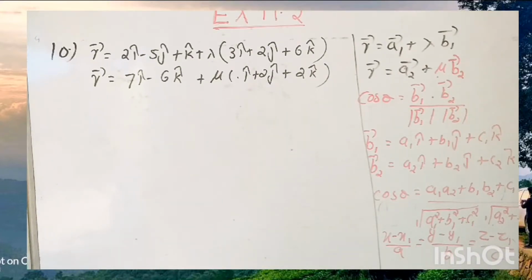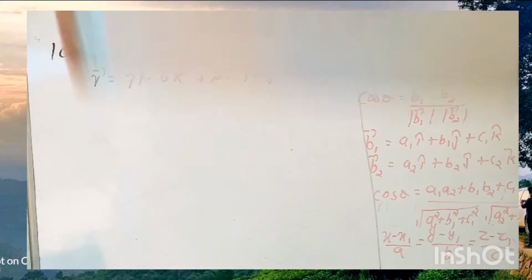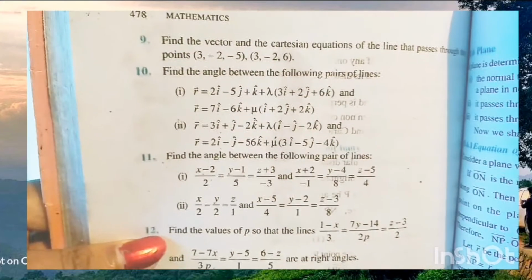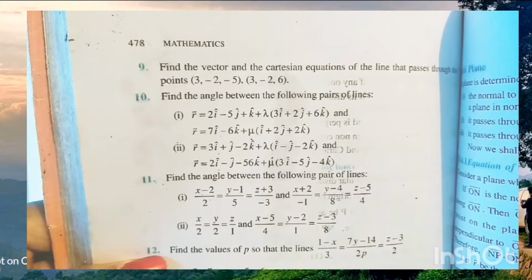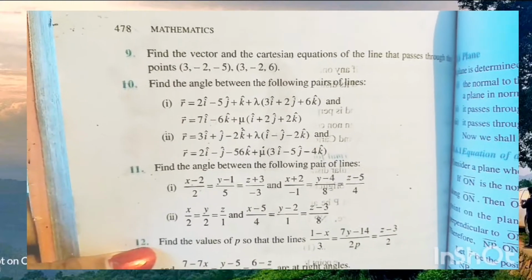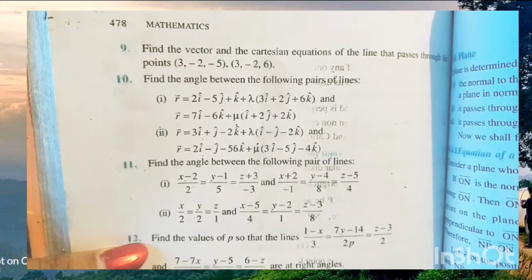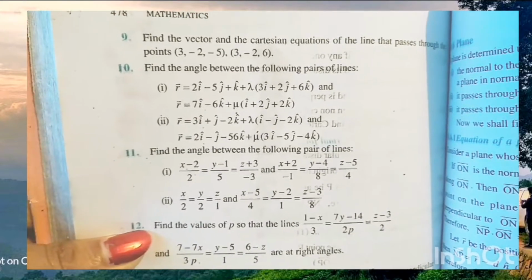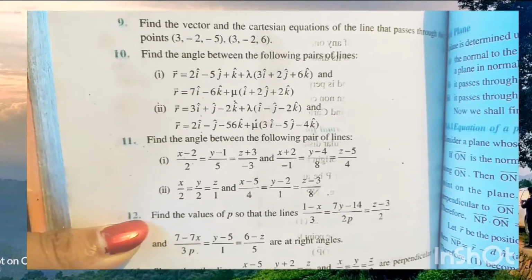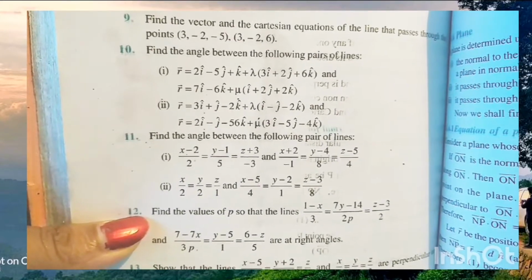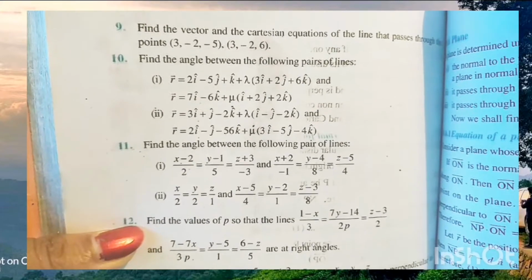Today we are going to continue exercise 11.2, 10th question. Find the angle between the following pairs of lines. First one, r vector is equal to 2i minus 5j plus k plus lambda into 3i plus 2j plus 6k, and r vector is equal to 7i minus 6k plus mu into i plus 2j plus 2k.